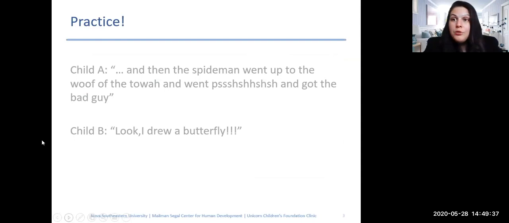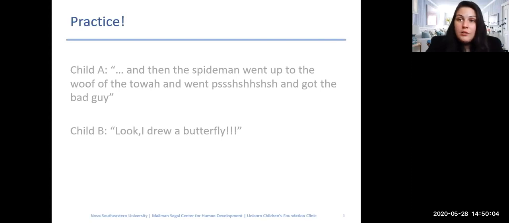Okay, so now we're going to do some practice, okay? And I want you on your own as I'm reading these to start thinking of what it'll look like, and I'll give you the answer at the end. So the first child says, "And then the Spider-Man went up the roof off the tower and went psh, psh, psh, and got the bad guy." So I want you to take a minute, think of how you would reflect that.